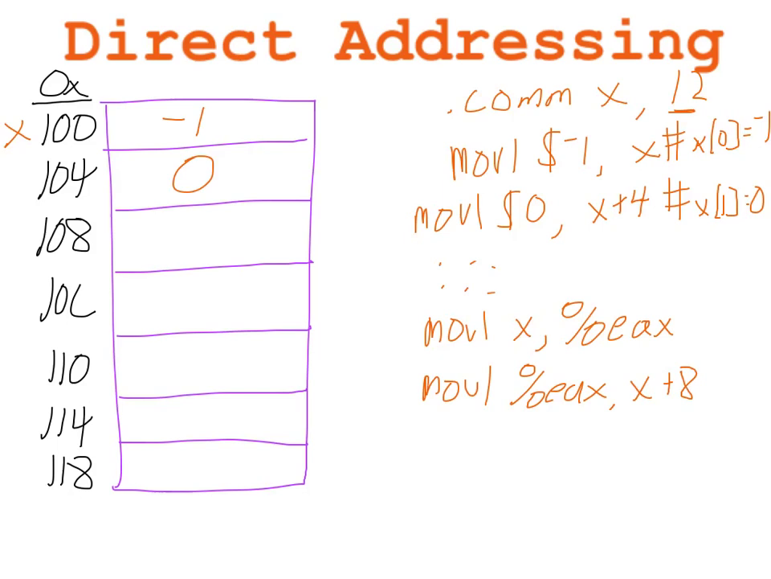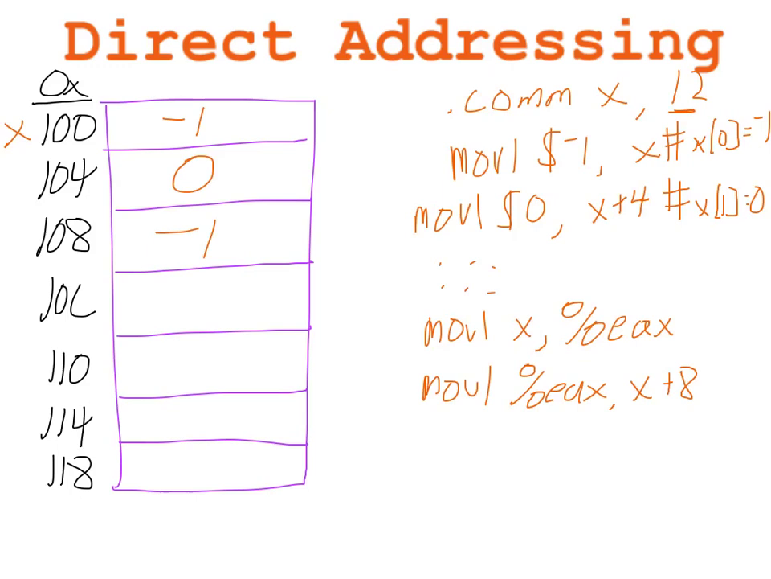So skip from address 100 to 104 to 108. So 100 plus 8 is 108, and write that to be whatever is in the A register. What's in the A register is whatever x was. X was 100, so that -1 got copied into the A register. So we're going to be copying a -1 also to address 108.